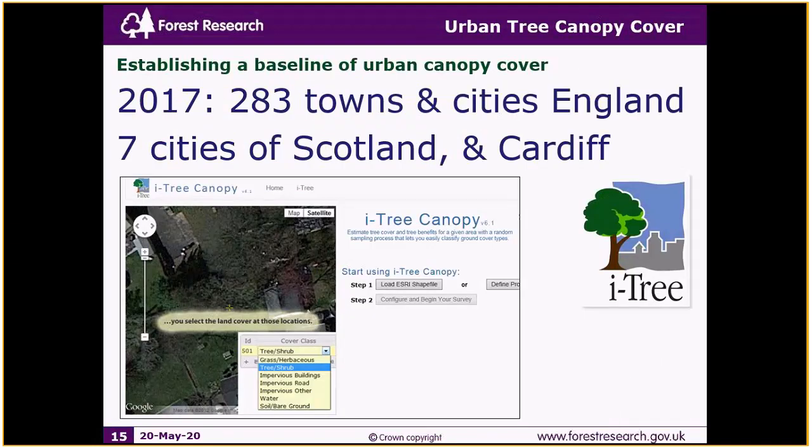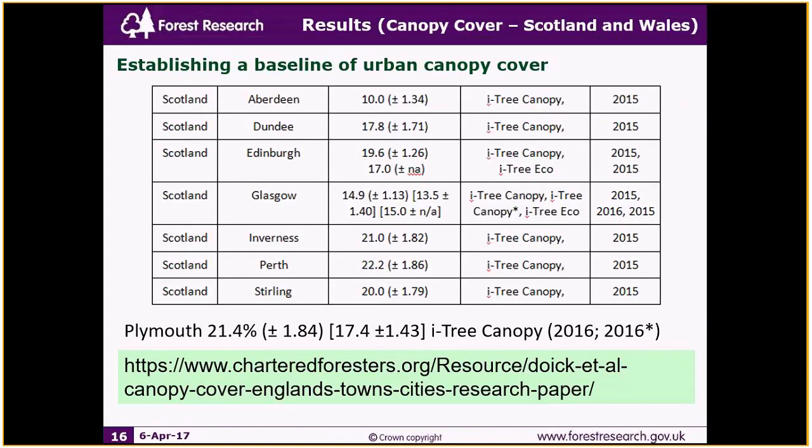So first of all, looking at canopy cover, back in 2017 we published a list of canopy cover for nearly 300 towns and cities in England plus 7 cities of Scotland, and to do this we used the ITree Canopy tool and we compared that to a couple of other assessments. On screen now is a summary of the results that we obtained for Scotland, just because it was easy to put the 7 cities there on one slide, but I've also provided the reference for the publication so that you could see the full range for England and Wales as well if you're interested. And I took from the publication the snippet to show what results we found for Plymouth.